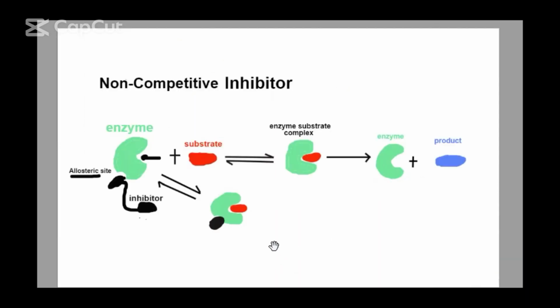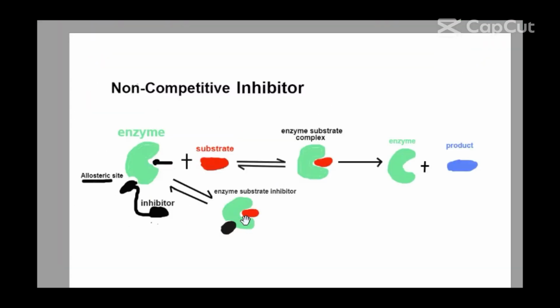So again, what do we get out of this? This inhibitor binds to the enzyme, but the enzyme can still react to the substrate. So the substrate can still bind to the enzyme. So this is what happens. The substrate is bound to the active site. This is the area of the active site of the enzyme, while the inhibitor binds to the allosteric site. So this is the area of the allosteric site. So here we have an enzyme substrate inhibitor complex.